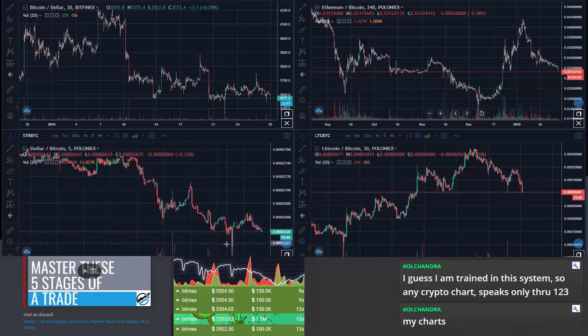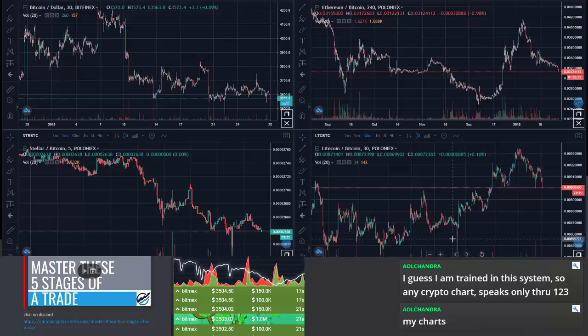We've got Stellar, just Bitcoin pushing down to the levels. Everything's looking weak. It all looks like it's going to be setting back.